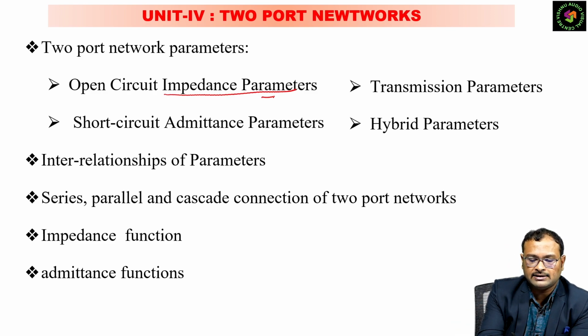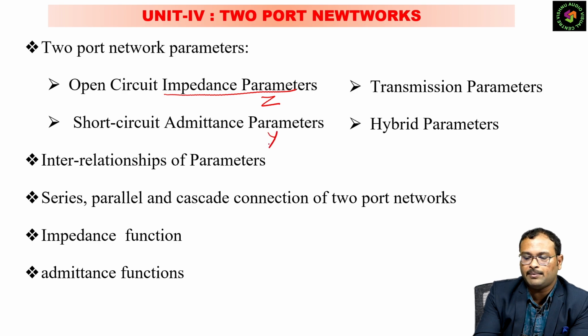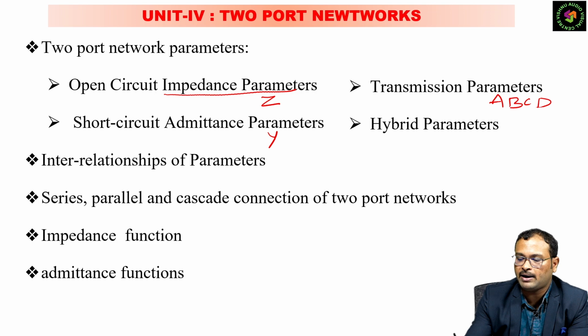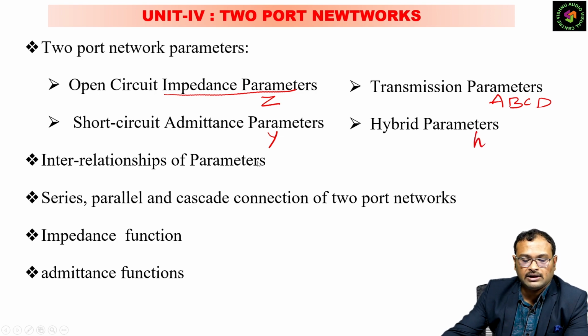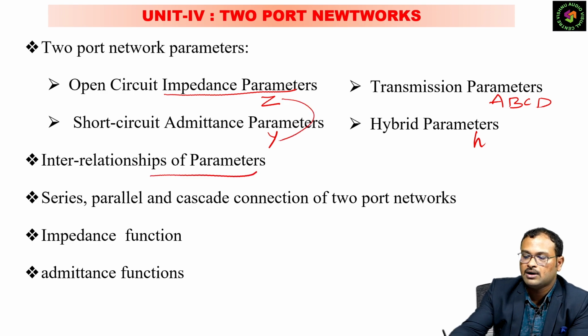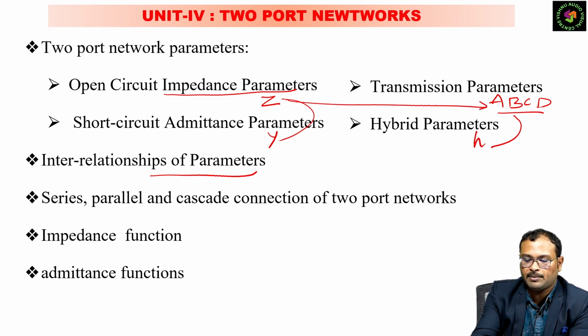These are simply known as Z parameters. These are Y parameters, and transmission parameters are ABCD parameters, and hybrid parameters are H parameters. So we'll see mainly these four parameters and the relationship of these parameters. What is the relation between Z parameters and Y parameters, and ABCD parameters and H parameters, and Z parameters with ABCD parameters, Z parameters with H parameters. So for each parameter, we will see what is the relation.